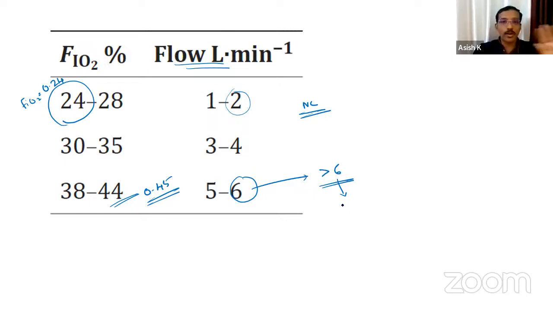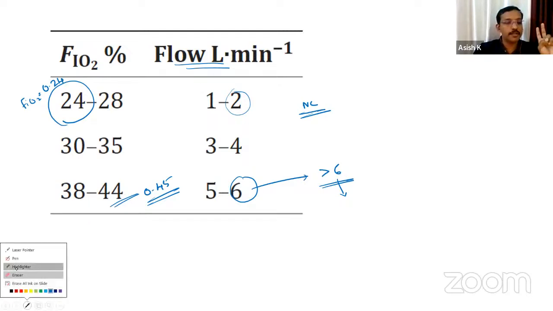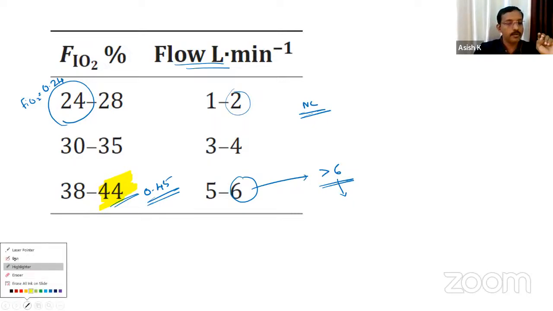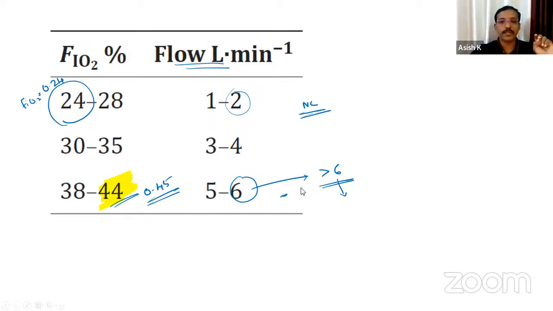So remember two points. Nasal cannula is not a fixed device. It is entirely dependent on patient effort. Number two, the maximum amount of FiO2 it can provide is 0.45. Okay, so these are the two points which you should remember about oxygen delivery device, nasal cannula. Okay. Now let us see the next question.